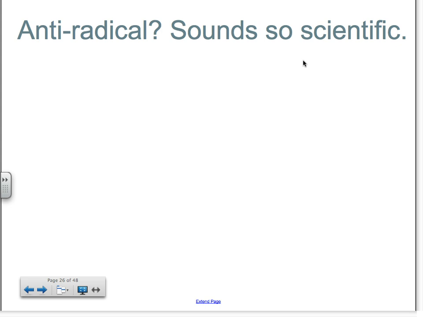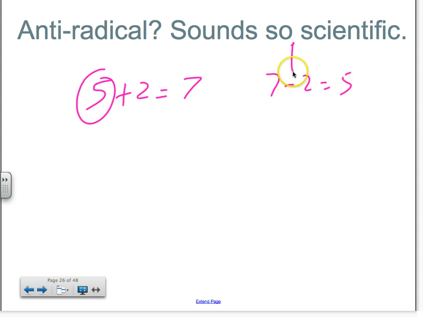Just like how we started with, remember I gave you this problem before, 5 plus 2 equal to 7, for example, and if I want to go back to the original, what do I do? 7 minus 2 equal to 5. So don't you agree that your minus is like the anti-positive? The subtraction is the anti-positive operation. And just like multiplication is the anti-division.